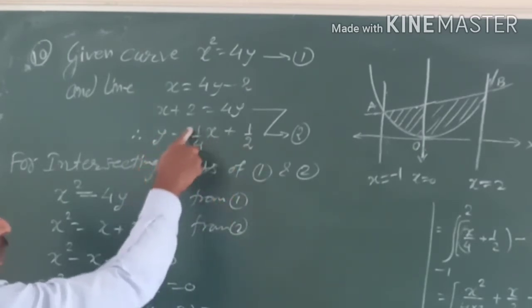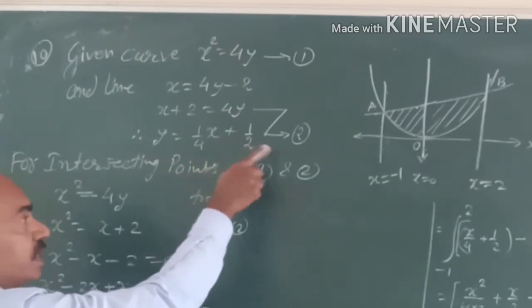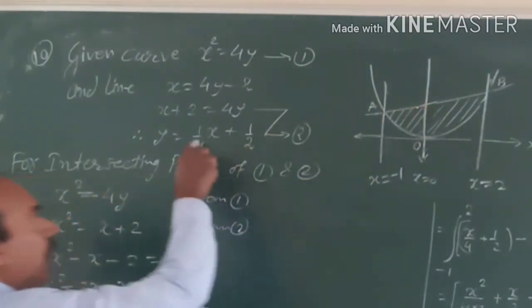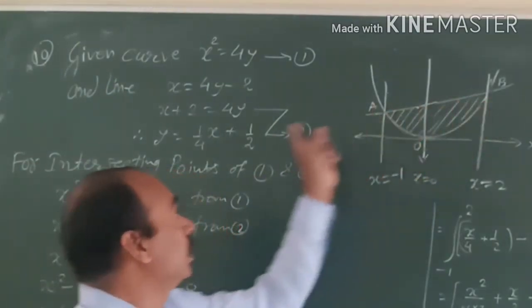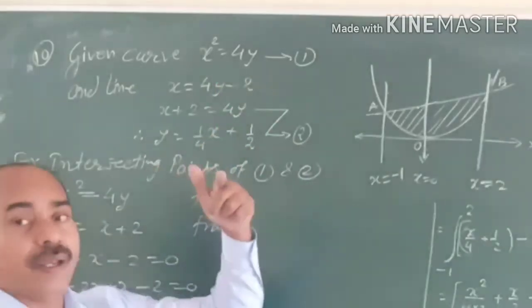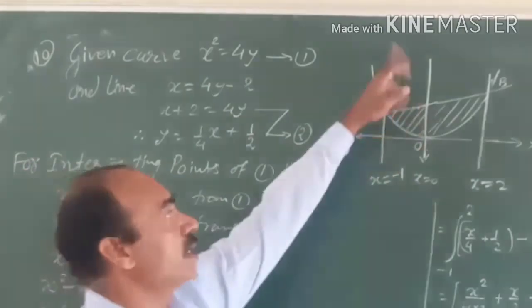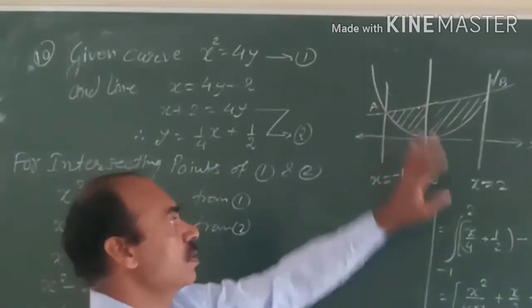So y is equal to mx plus c, where m is the slope and c is the intercept on the y axis. So suppose this is 1 by 2 and the slope is only 1 by 4, so this is line AB, line number 2. Now since x square is equal to 4y, y is the axis of the parabola. So our parabola is like this, x square is equal to 4y.